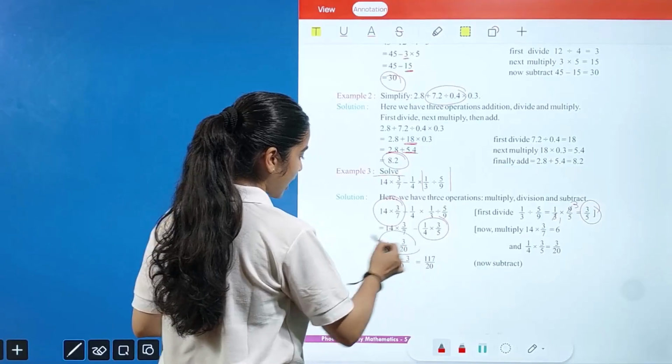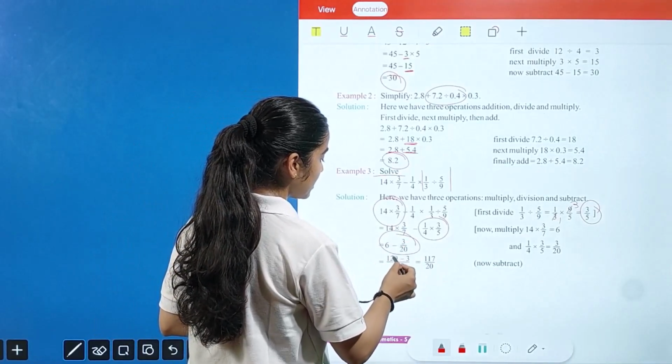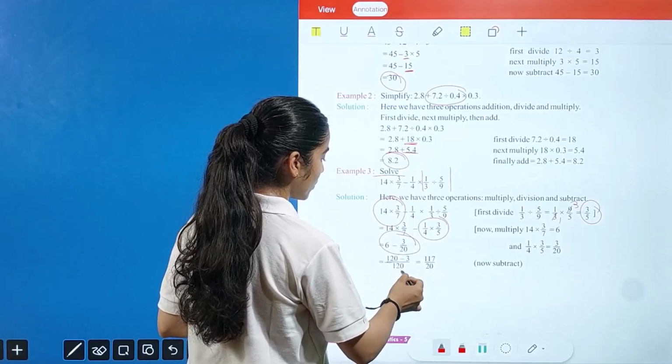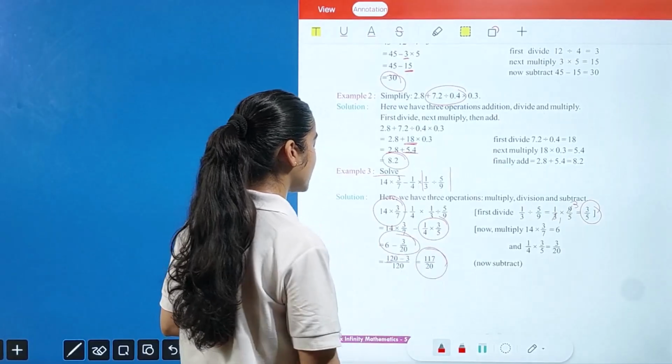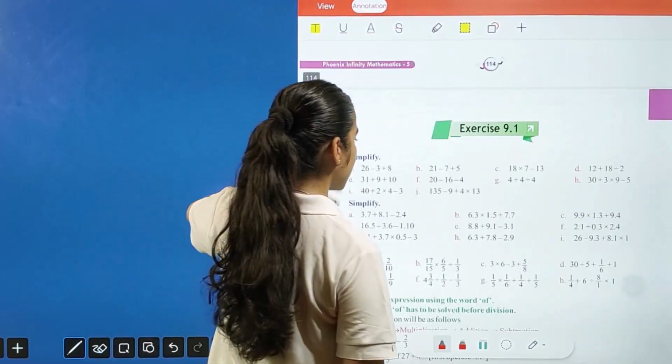For this fraction, you have to take the LCM. So 20 multiplied by 6 is 120, minus 3, upon 20. Your final answer is 117 upon 20. So now we have our exercise 9.1.